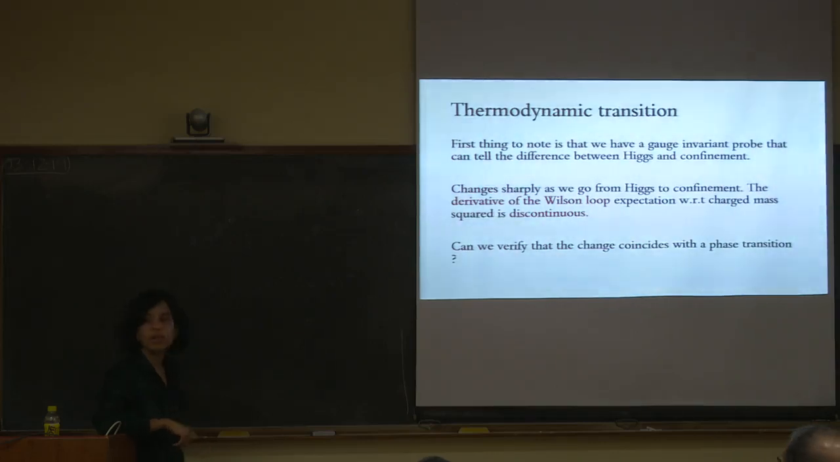So now there's another thing. First thing to note is that I have shown that there is a gauge invariant probe that can tell the difference between Higgs and confinement. It changes sharply as I go from Higgs to confinement. The derivative of the Wilson loop expectation with respect to charge mass is going to be discontinuous. And the question is, can we verify that this coincides with a phase transition?